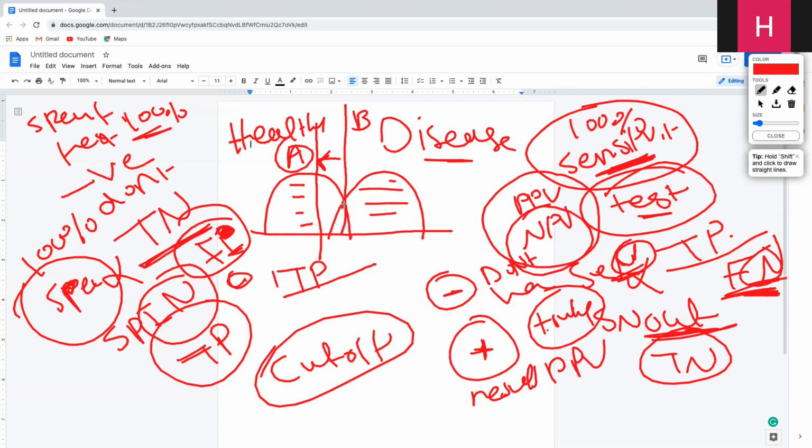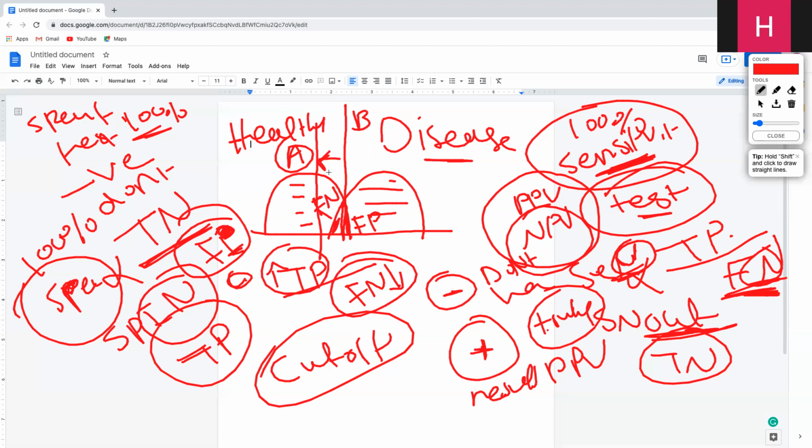And always these small curves: everything here is positive, everything here is negative. So this is true positive, and this small one is false positive. And this is true negative, and this small one is false negative. So when you're moving from here to here, you are also decreasing the false negative. So by increasing the true positive and decreasing the false negative, you are increasing the sensitivity.